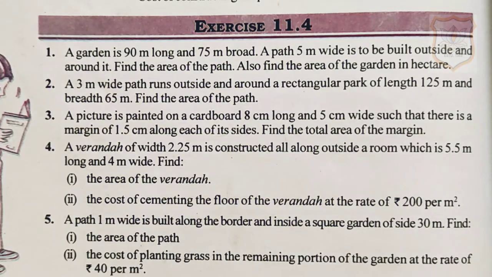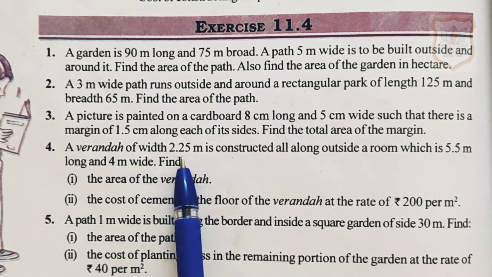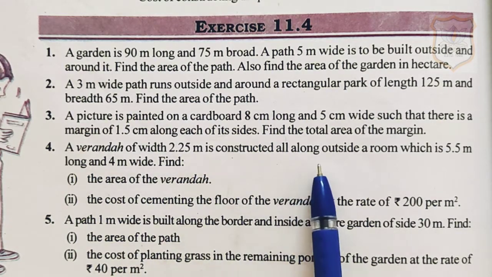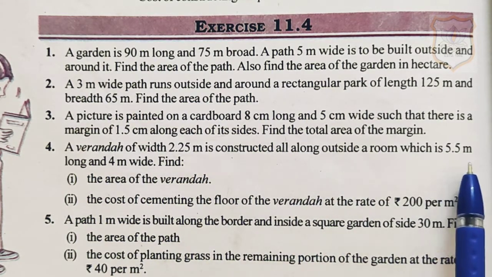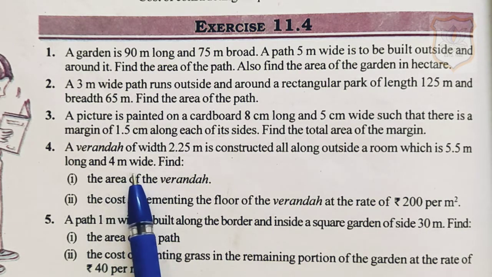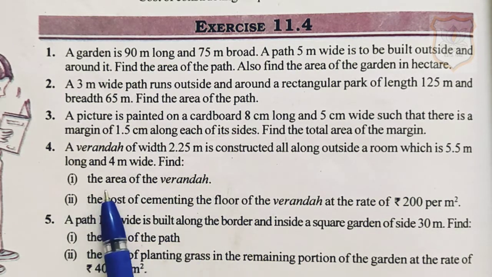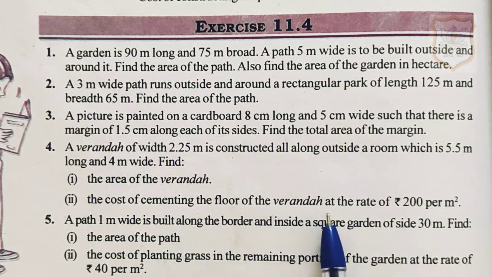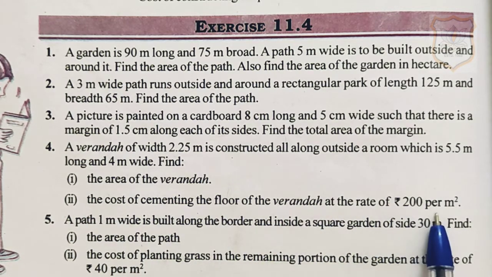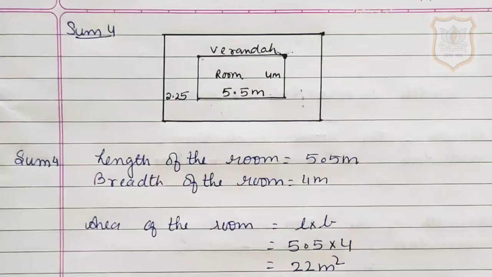Now question number 4 of exercise 11.4. A veranda of width 2.25 meter is constructed all along outside a room which is 5.5 meter long and 4 meter wide. Find first the area of the veranda, second the cost of cementing the floor of the veranda at the rate of rupees 200 per meter square. Solution for sum number 4 here.